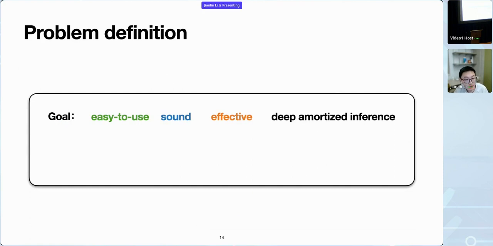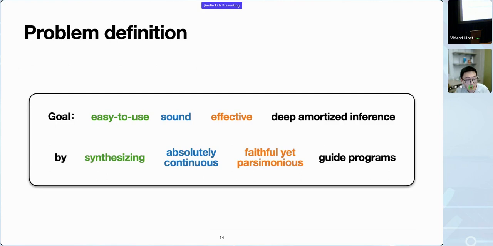And this project aims to make deep amortized inference easy to use and effective. This task is challenging because it requires generating good guide programs, and we address this challenge by synthesizing guide programs that are not only faithful and parsimonious, but also satisfy a soundness condition called absolute continuity. I will explain these things in the following slides.